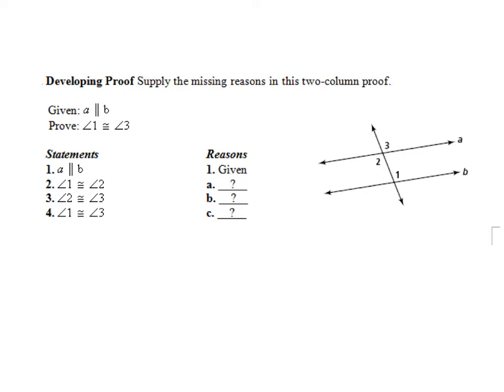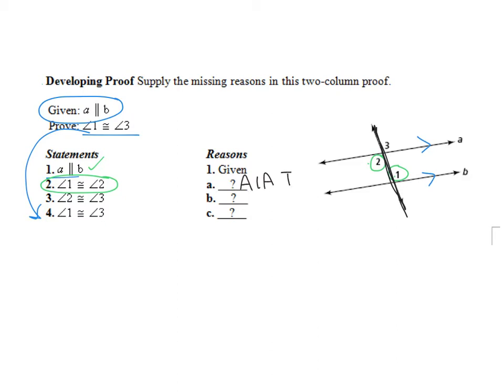Okay, make sure we know how to fill in proofs. So we always write the given on the first line, and I need to mark it, A parallel to B. The angle 1 is congruent to angle 3 is always going to be on the last line. So let's look at why is angle 1 congruent to angle 2? Well, we know these lines are parallel, so what is special about angles 1 and 2? What kind of angles are they if this is the transversal? They are alternate interior angles.